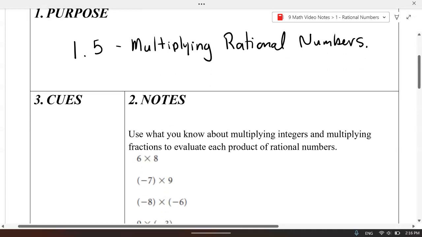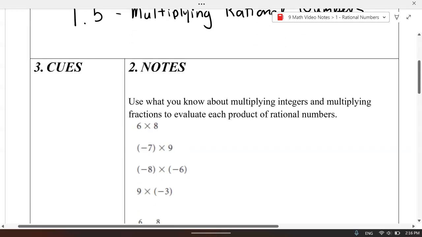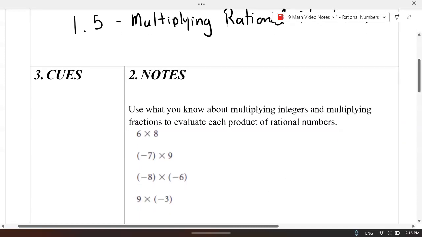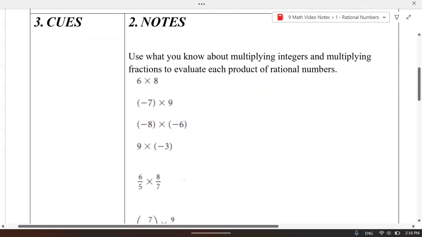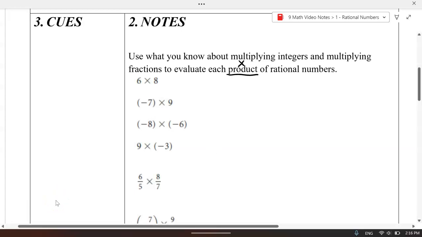So multiplying, welcome to a really nice, easier part of fraction operations. What I really love about multiplying rational numbers, or multiplying fractions specifically, is that you don't have to find a common denominator, you can just multiply through. Use what you know about multiplying integers and multiplying fractions to evaluate each product of rational numbers. So product just means multiplication. And basically, this is just a real fancy way of saying, hey, answer these questions.